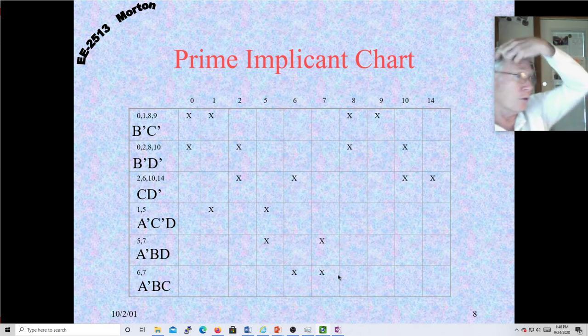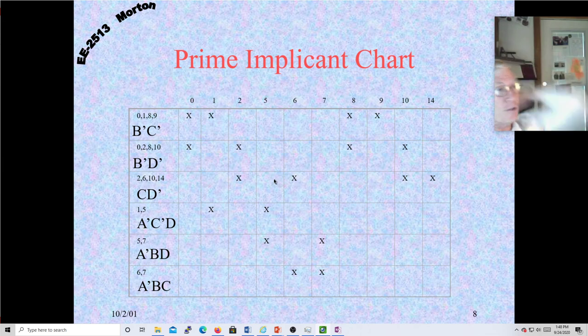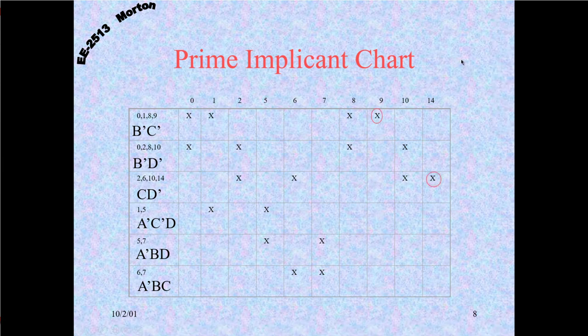All right, so now the next step is to scan from the top of the chart all the way to the bottom, down each column, and identify any column or columns that only have a single X. So let's see, take a look and see what columns you see that might have only a single X. Aha, here's 9. There's only one X in that column. So we circle that. And oh, look, column 14 also has a single X.